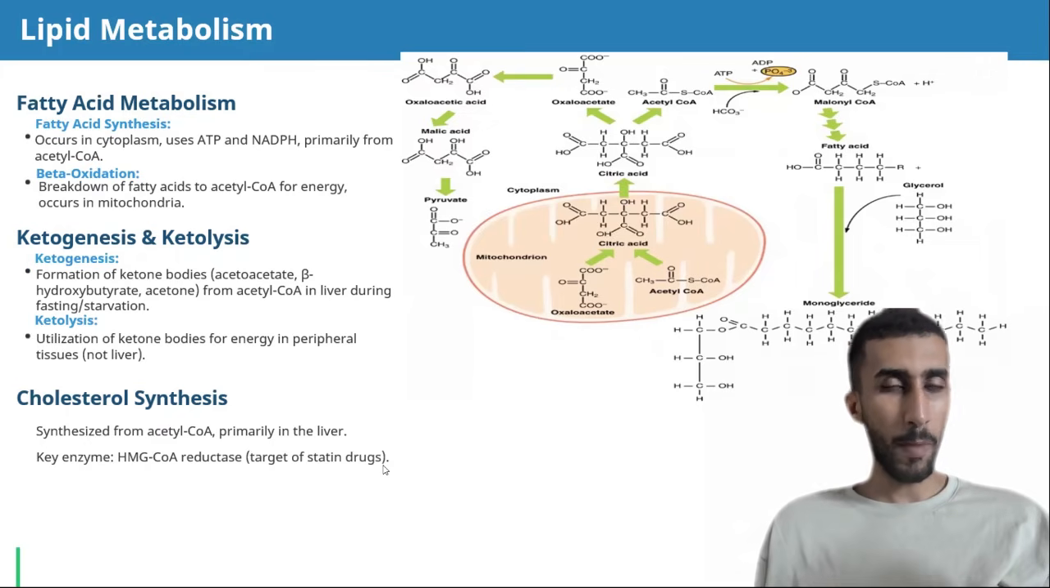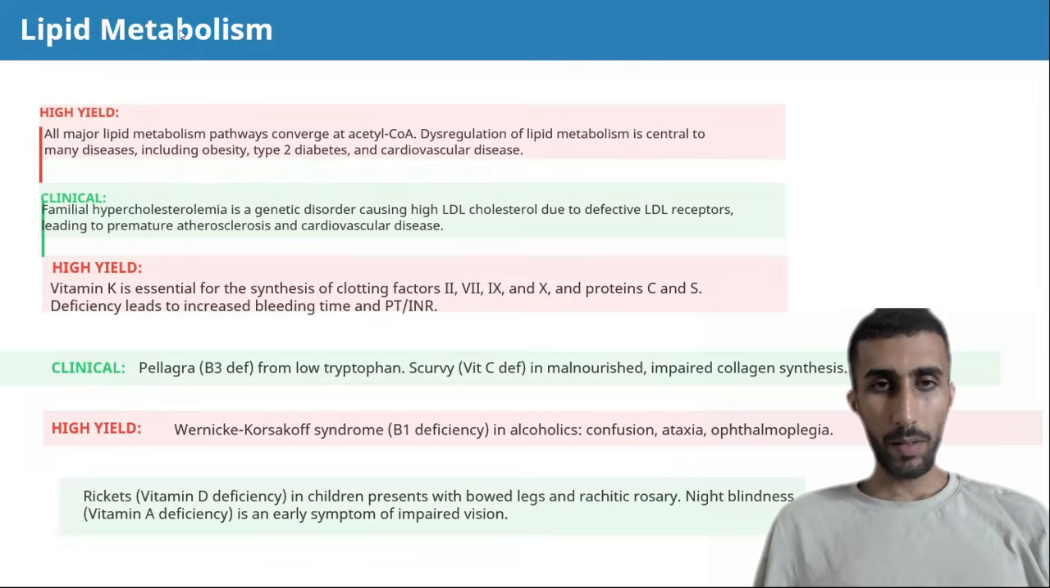There is a very famous group of anti-lipid drugs, which are first line, called the statins: atorvastatin, simvastatin and so on. They target this HMG-CoA reductase, and they interrupt cholesterol synthesis and lipid synthesis. They are cardioprotective drugs. So these are very high yield points.